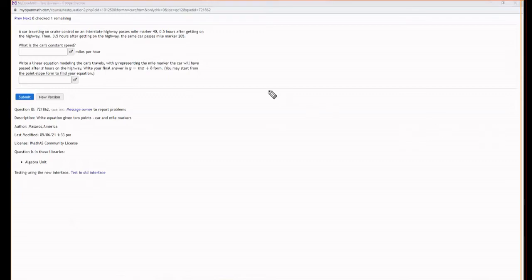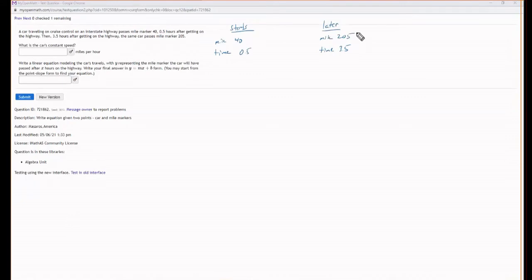So what I want to do is summarize the information as I go. So the car gets on the highway, so it starts at a mile marker of 40, okay, and a time of 0.5 hours. And then later, it says 3.5 hours later, so we get a time of 3.5. We pass mile marker 205. Okay, so what we want to do is write down variables for these.